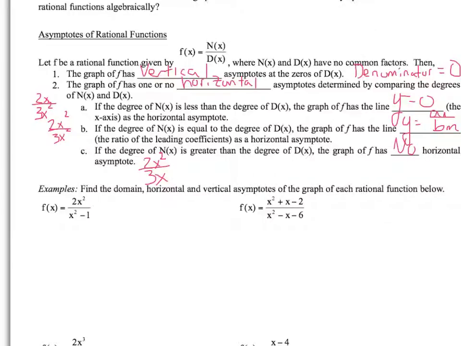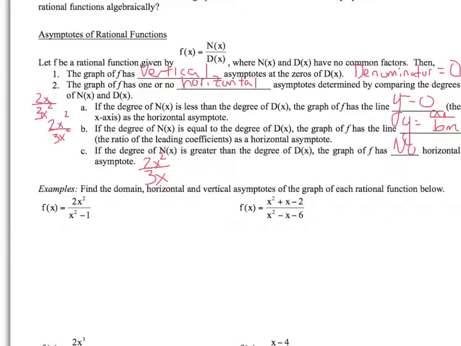Now let's try to use our rules to find the domain, horizontal, and vertical asymptotes of each rational function. The way we'll find the domain is the same as before. We set the denominator equal to 0 and solve. For the vertical asymptote, it's the same idea. We just have to make sure that we don't have any common factors in the numerator and denominator. For horizontal asymptotes, we'll use the number 2, A, B, and C to determine it.